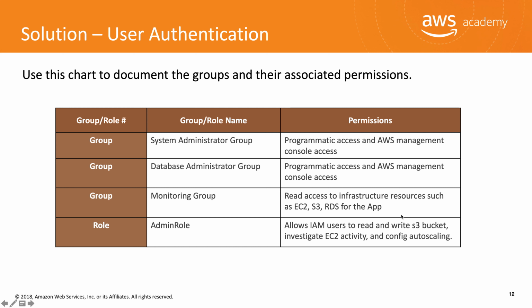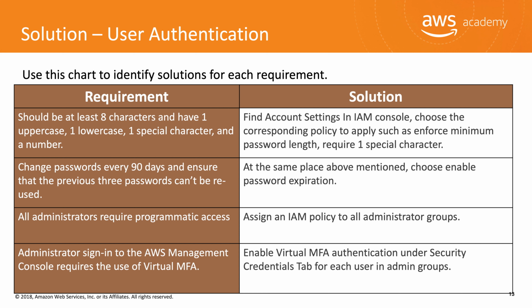So now we can see there are three groups and one role. The three groups are the system administrator group, database administrator group, and a monitoring group with their different permissions. And also there's one role, the admin role, and it mandates that the entity who has this role has the permission to do things. Okay, so now we have the solution to the different requirements, which users can configure in the AWS console.